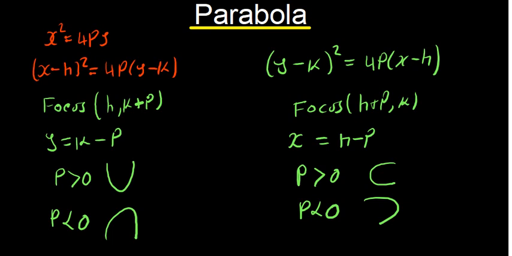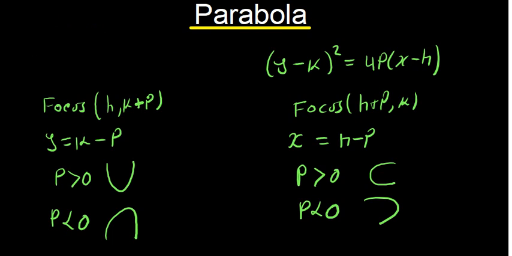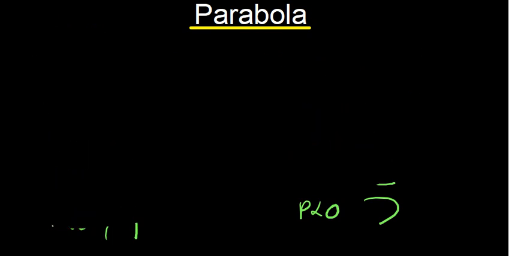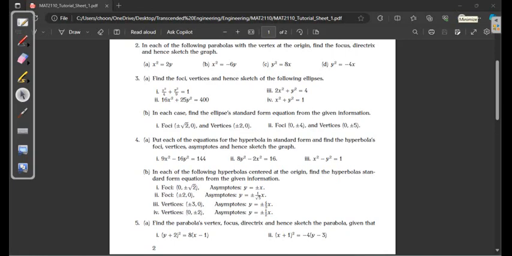So let's look at some questions and see how we can go about them. Here are some questions. If you look at question two, that's a parabola, of course. It says, in each of the following parabolas with the vertex at the origin, find the focus, directrix, and hence sketch the graph. How do we go about this one?